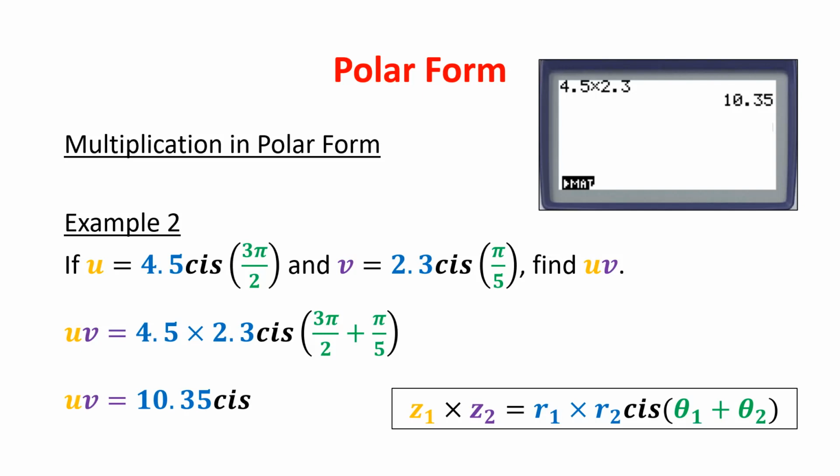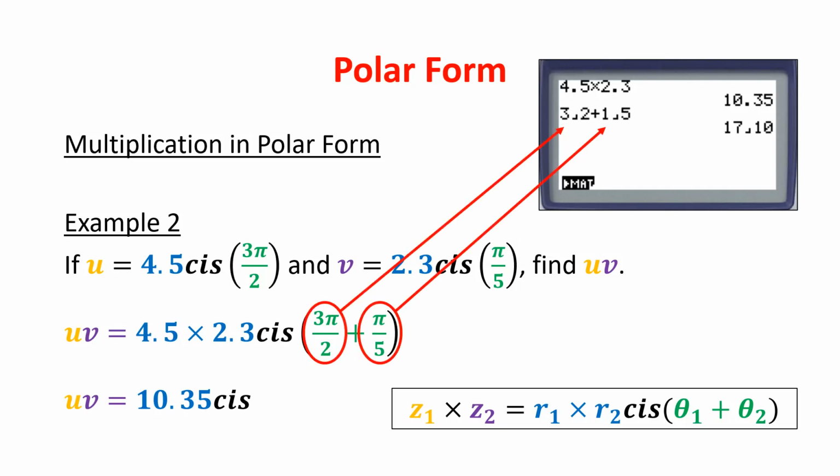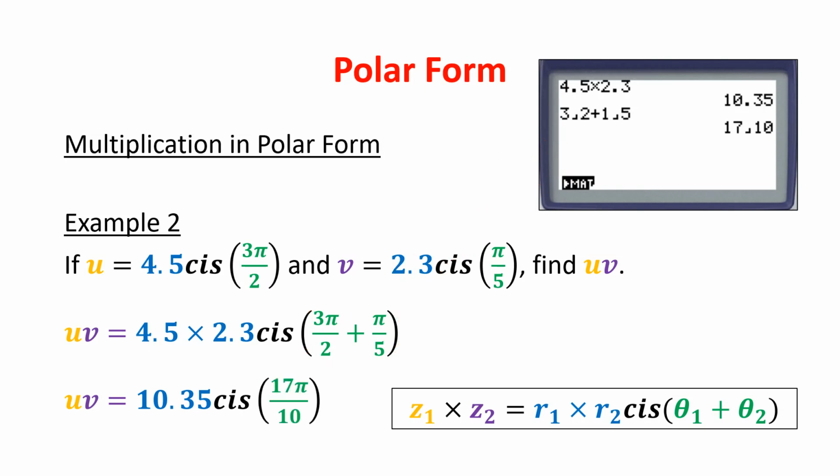And when I go to add fractions with pi in them, I just ignore pi for a second. I grab my calculator and I add 3 halves plus 1/5. That gives me 17 tenths. And then I pop my pi back and write it as 17 pi over 10. So my final answer, 10.35 cis 17 pi over 10.